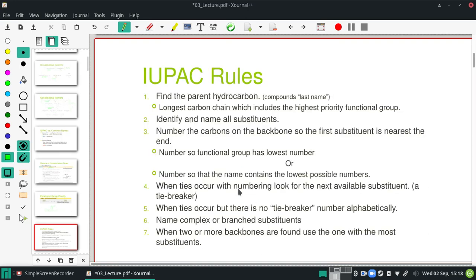So what I want us to focus on now is the real rules, or a little bit closer to the real rules, because we're going to add to this as we learn a little bit more, but we won't be drastically changing. So our biggest change, we are finding the parent hydrocarbon, and that is typically the longest continuous chain, which is why it still says that, but it also adds that it includes the functional group with the highest priority.